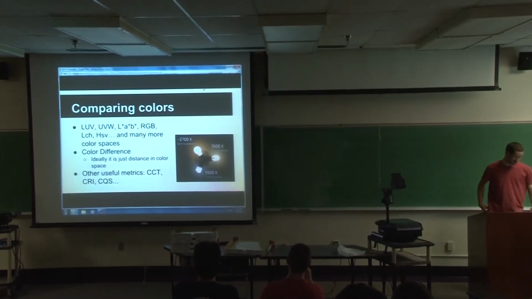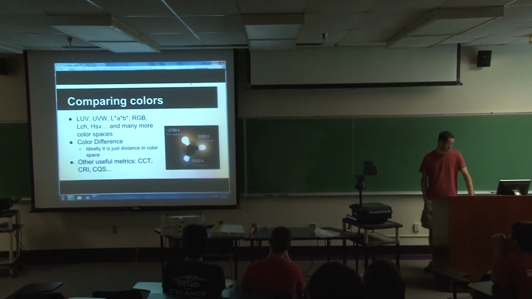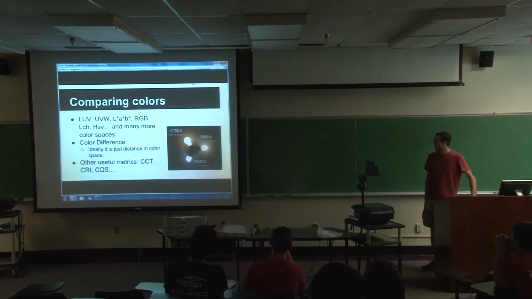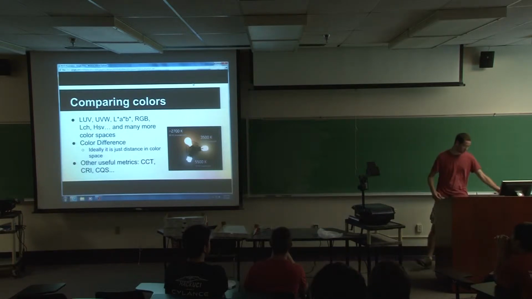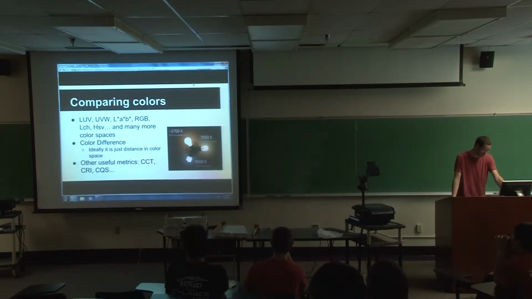So what I'm focusing on is how do you compare colors? Given a bunch of LED spectra or some spectra we want to match, there are lots of ways you can compare those or match them up. There are also a whole bunch of different color spaces. I've just listed a few of them here. And they also have disadvantages and advantages.